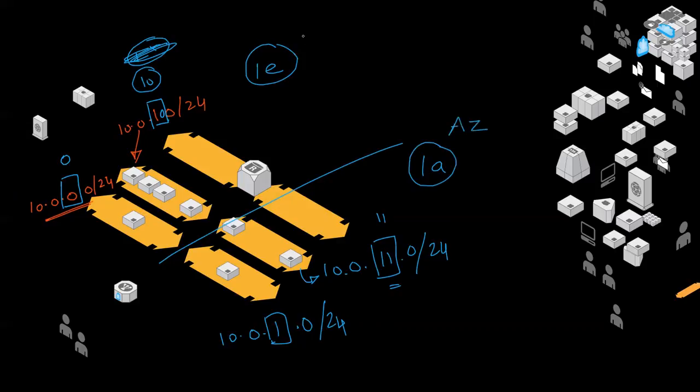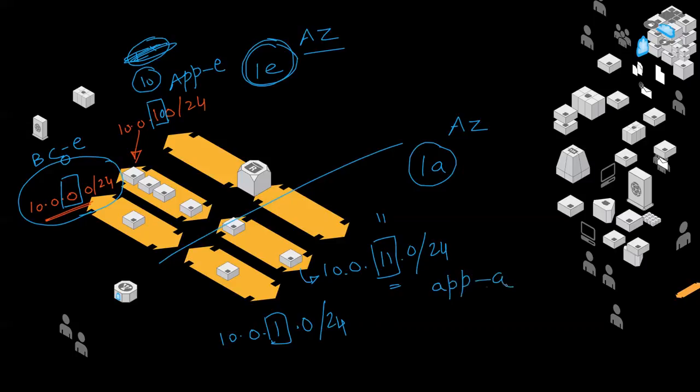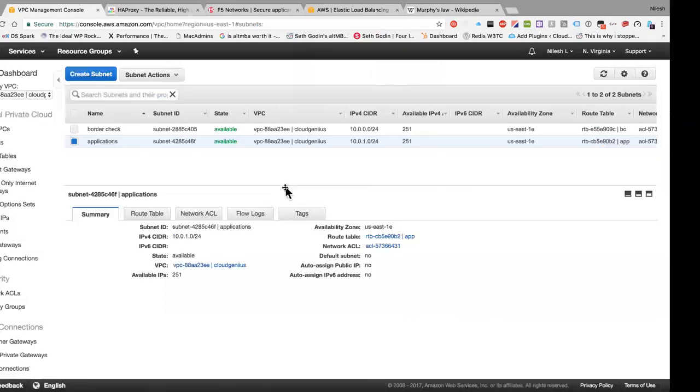These are the two availability zones I will get. I have been allocated the 1E already for the border check subnet. I will rename that to be border check E, and this will be application E. This I'll create as application A. I'll create this one as border check A, and I'll create these things right now.